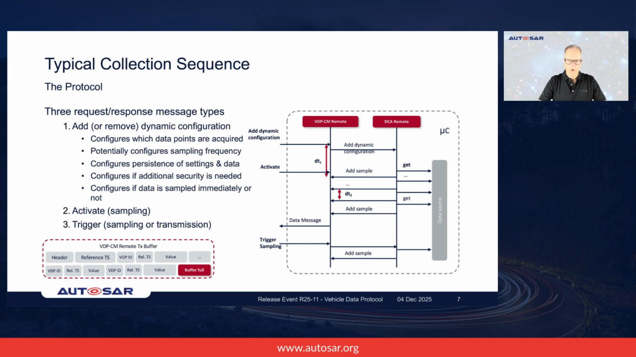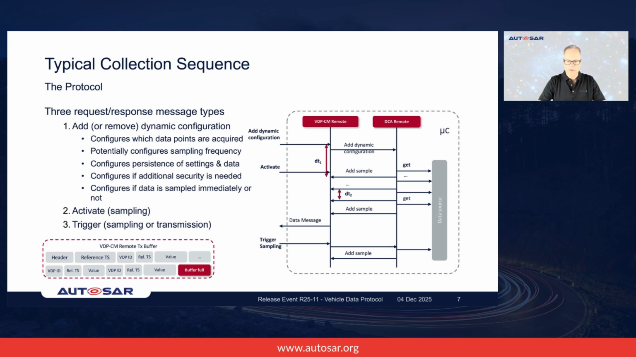And the VDP-CM remote will send the data message to the HPC. Before the data sampling starts, we need to configure the data collection. First, we need a control message, the dynamic configuration, that configures which data points are required. It configures a potential sampling frequency, that's the time between two samples. It may configure the persistence of settings and data and configure additional security if needed. It will also configure if the data is sampled immediately or not.